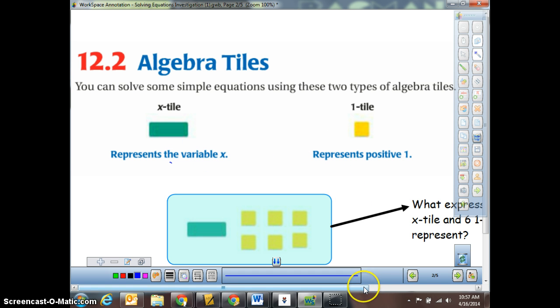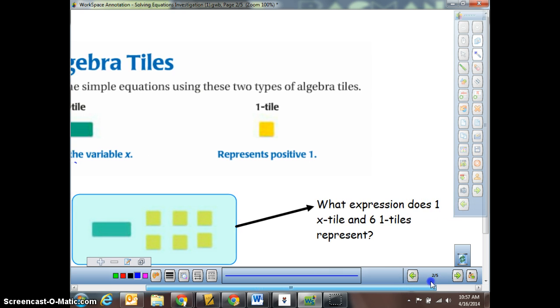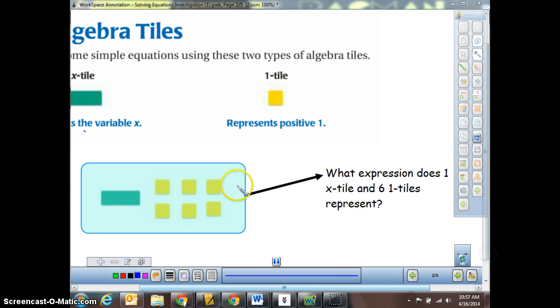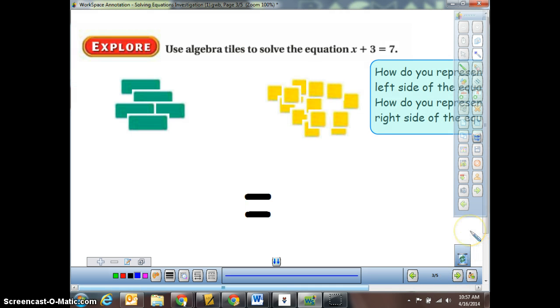So if we look down here, it says, what expression does 1 x tile and 6 1 tiles represent? Well, what do we think? This right here represents what expression? We've got 1x, and we have how many 1s? 6, and they're all positive, so this represents x plus 6. Good job.